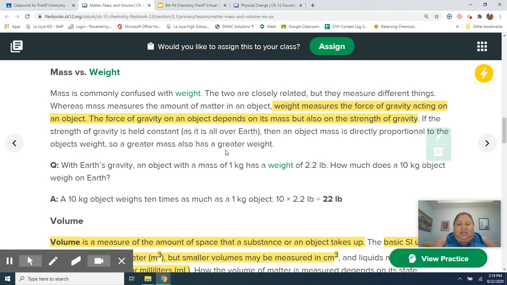So let's say they give you a question here. Under Earth's gravity, an object has a mass of 1 kilogram but a weight of 2.2 pounds. How much does a 10 kilogram object weigh? Since you have 10 kilograms and each of them weighs 2.2 pounds, a little bit of multiplication, and bam, you have your answer: 22 pounds is the weight for that 10 kilogram object.